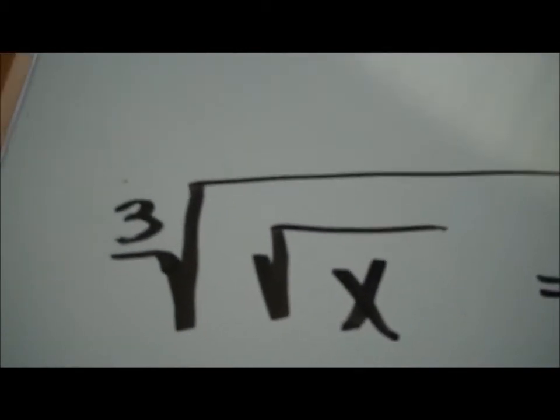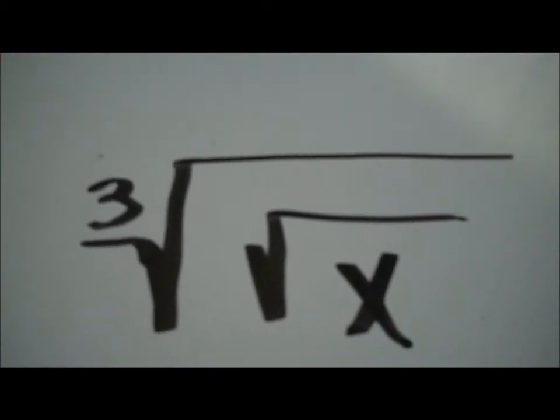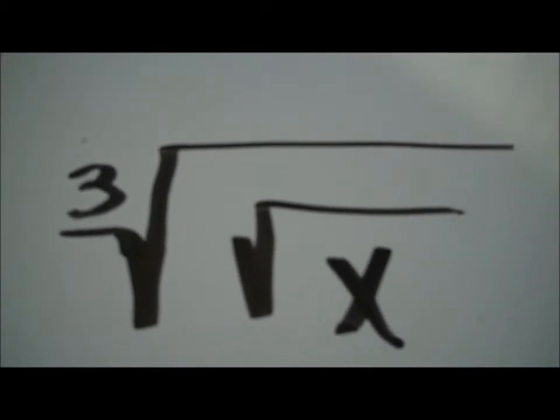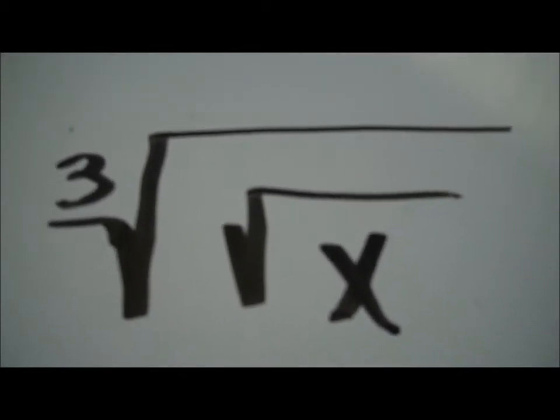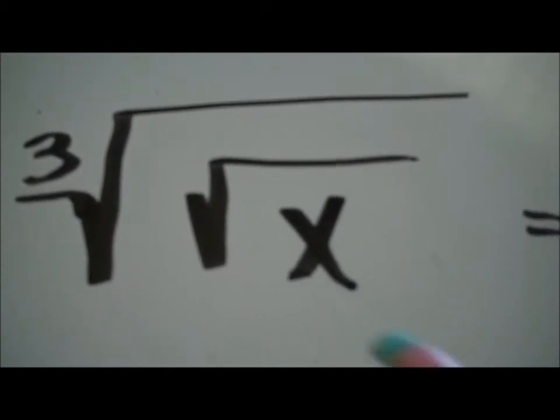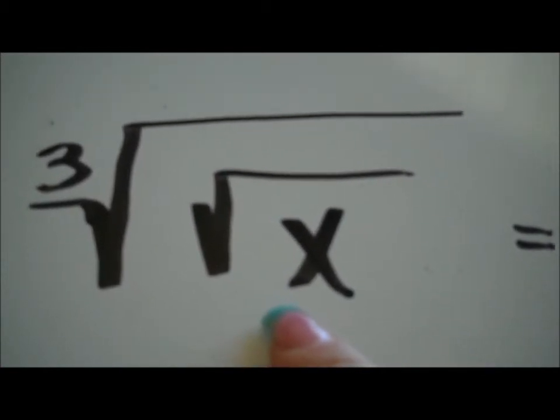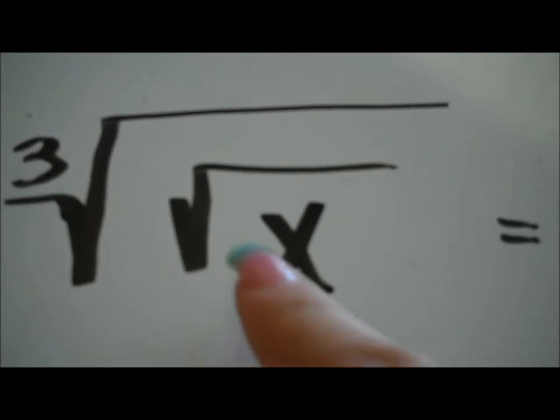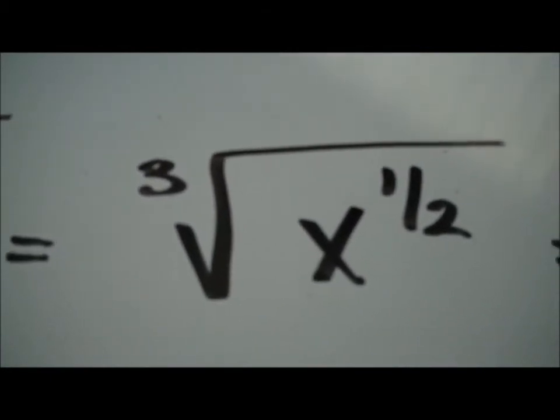And then next, we have two radicals inside of each other, so we have the cube root of the square root of x. Sounds a little bit weird. Okay, so we want to start on the inside and work our way out. So this right here becomes x to the 1/2 power, because remember there's a 2 up here. So it becomes like this.